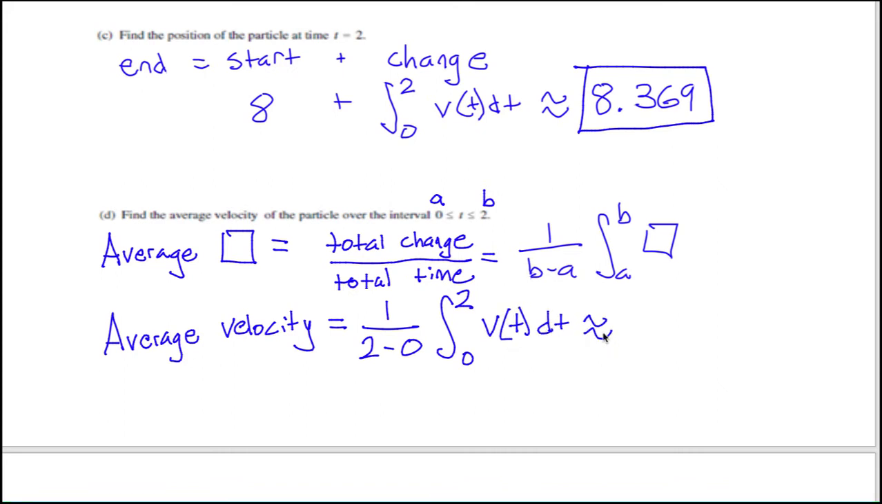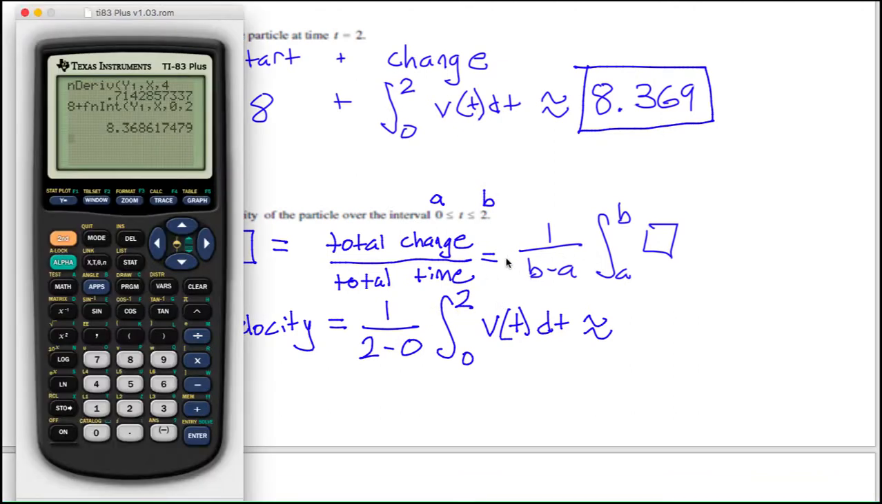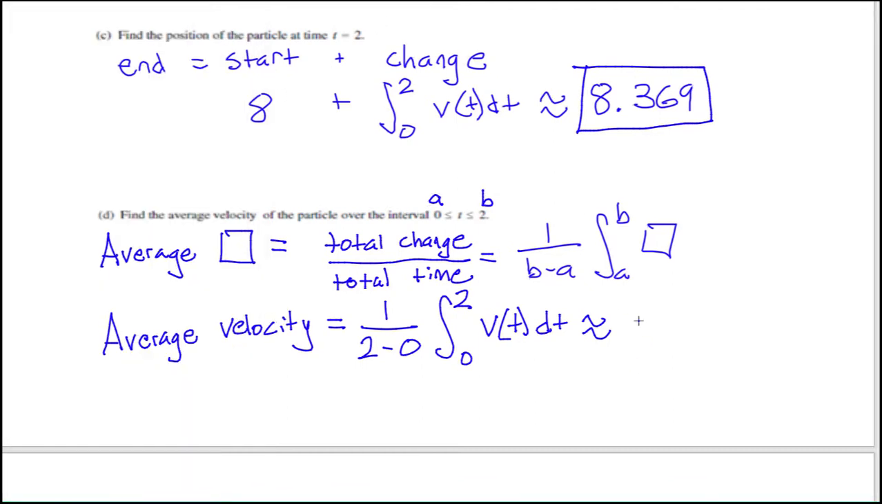And that is going to be approximated because we're going to have to round that, and I have to enter this all in my calculator. Well, I already have 0 to 2. That integral was 8.369. I just need to divide that by 2 and I'm done. So come back here, answer, divide by 2, done. 4.184. Wait, 8.369 isn't the integral?